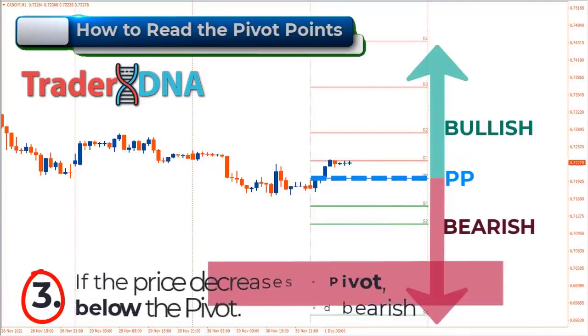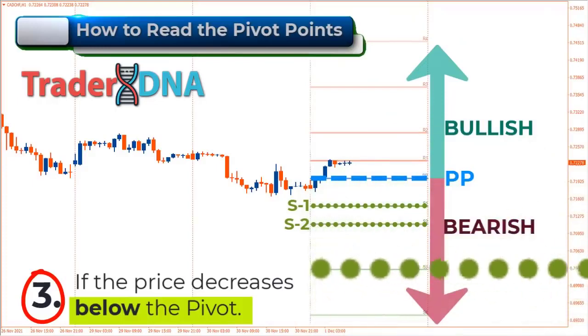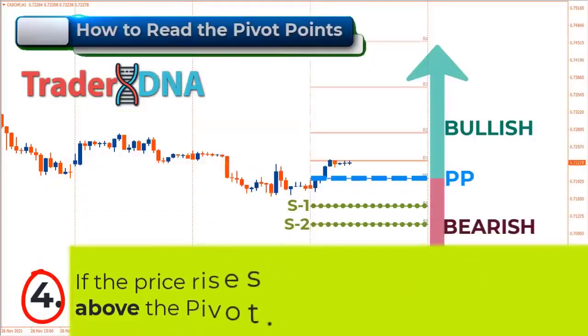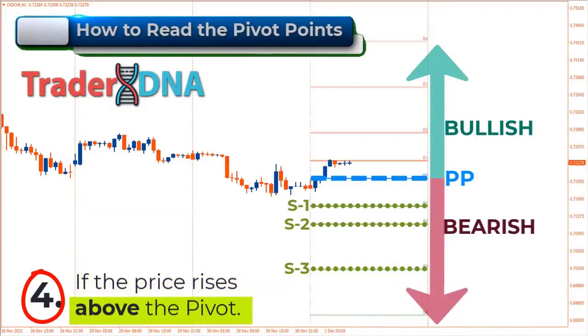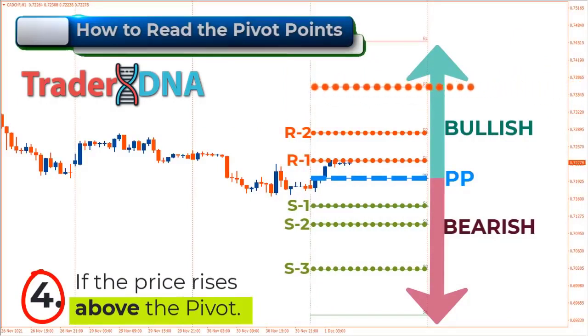Third, if the price decreases below the pivot, the first target is support 1, or S1. If the price continues to decrease, the next target is support 2, or S2. If the price continues to plunge, the next target is support 3, or S3. Fourth, if the price rises above the pivot, the first target is resistance 1, or R1. If the price continues to increase, the next is resistance 2, or R2. If the price continues to increase, the next target is resistance 3, or R3.